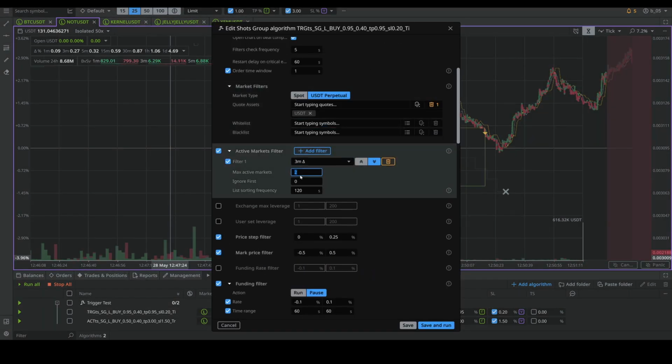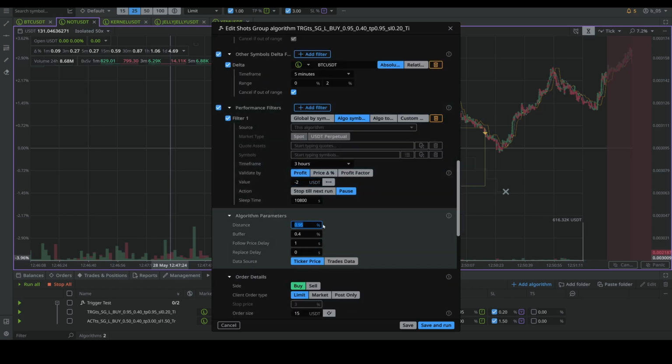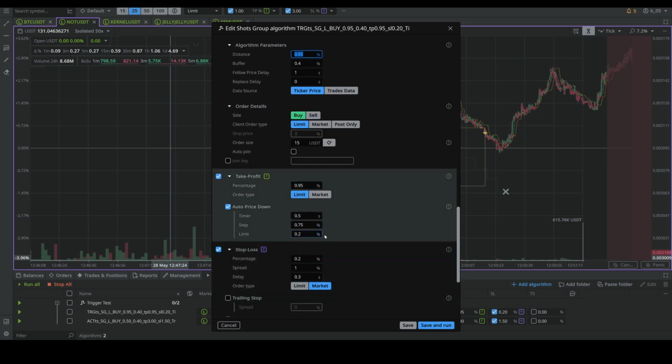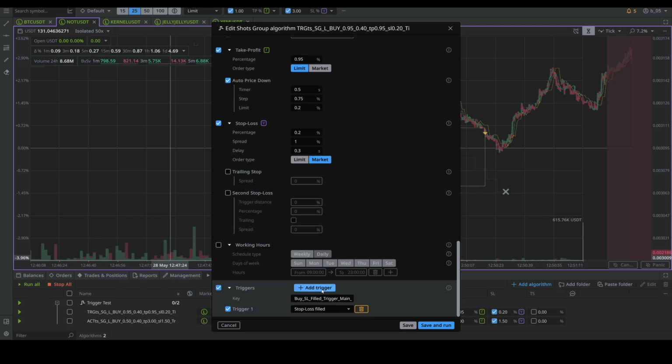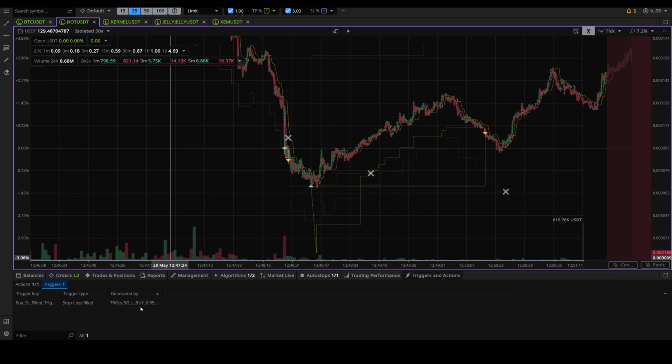It just takes two of the most active coins at the distance of 0.95, and it has this aggressive take profit that I've told you about in previous diaries. But what's different here is that it now has a trigger. It's called buy stop loss filled trigger main algorithm. It doesn't really matter what it's called, as long as you here select stop loss filled. Once you save that and run it, in your Triggers and Actions tab, you'll see a trigger, and now we need to tell Moontrader what to do with this.